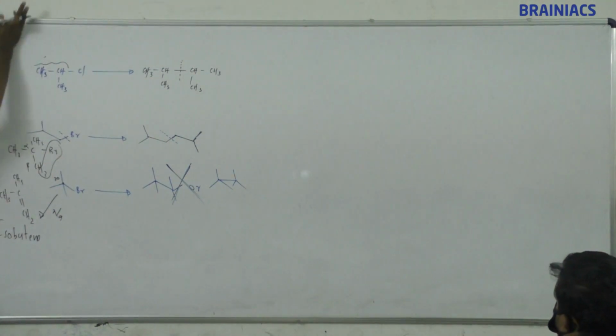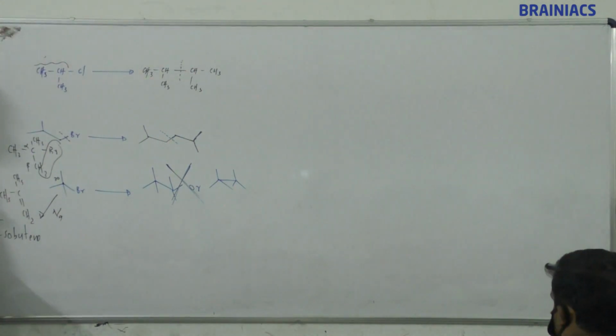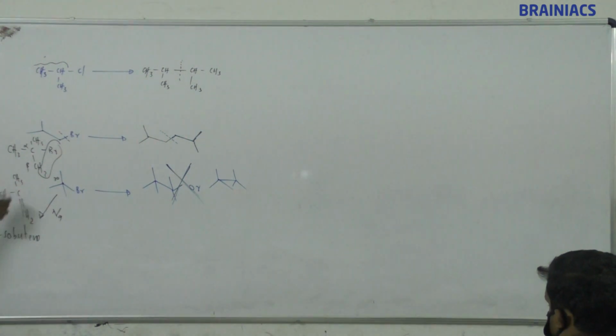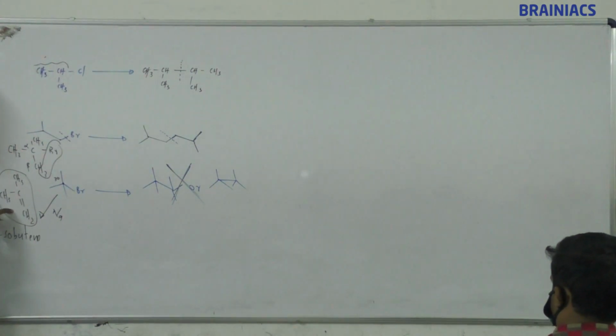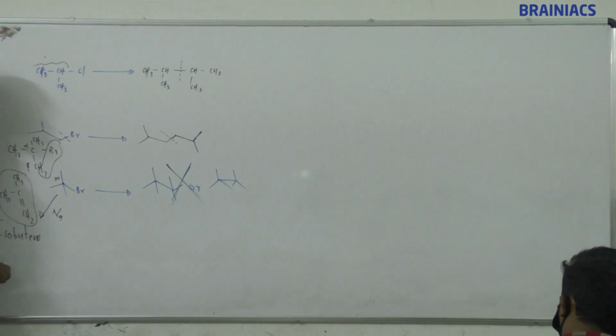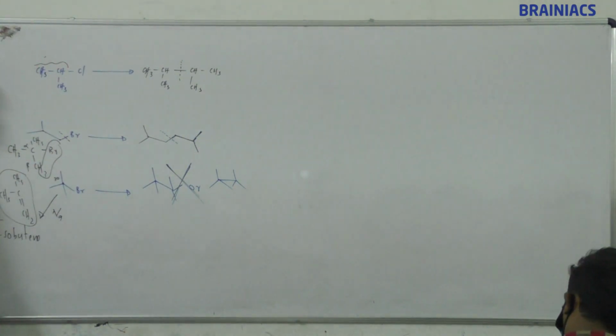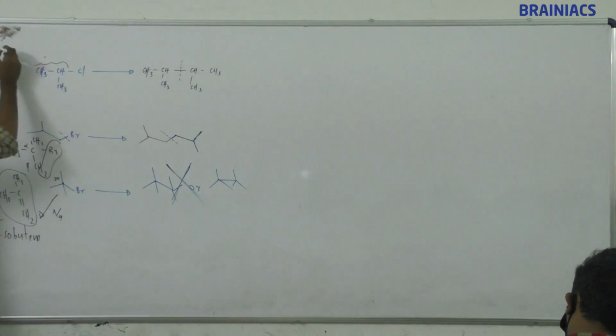In most questions, names are given. Elimination of tertiary butyl bromide becomes isobutene, like that. They will not mention it in an IUPAC pattern like 2-methylpropene. It will be in the most simple pattern, isobutene. So you have to know what isobutene is. Then only you can choose the choice.